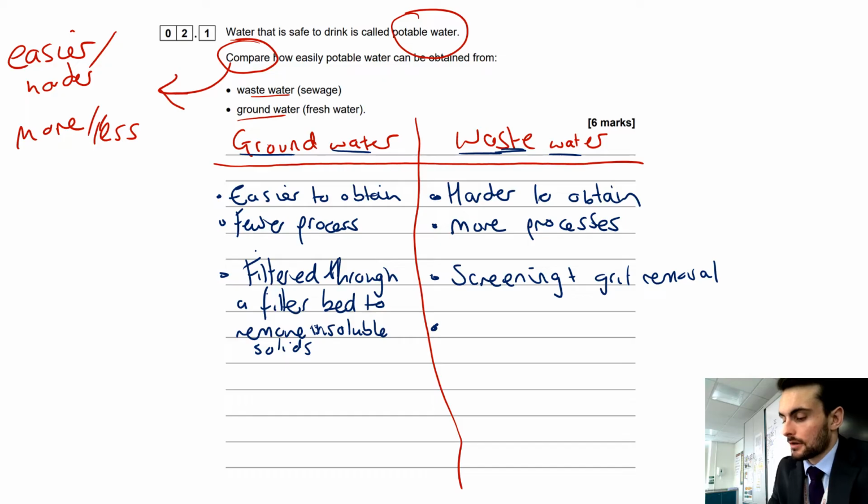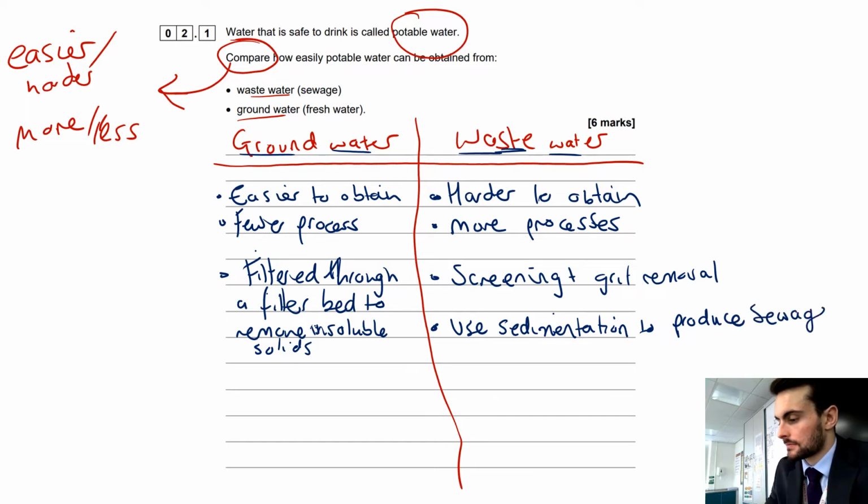So in wastewater we use sedimentation to produce sewage sludge and effluent. Okay, what comes next on that one?